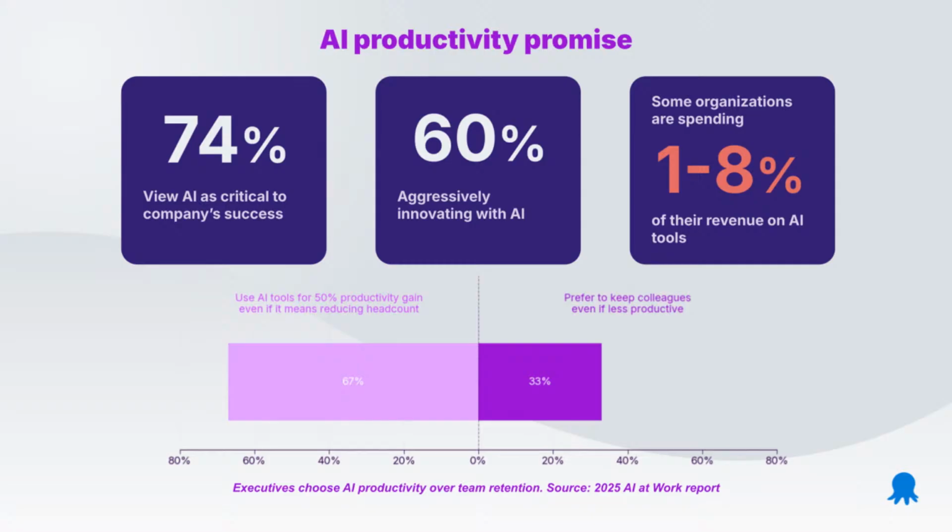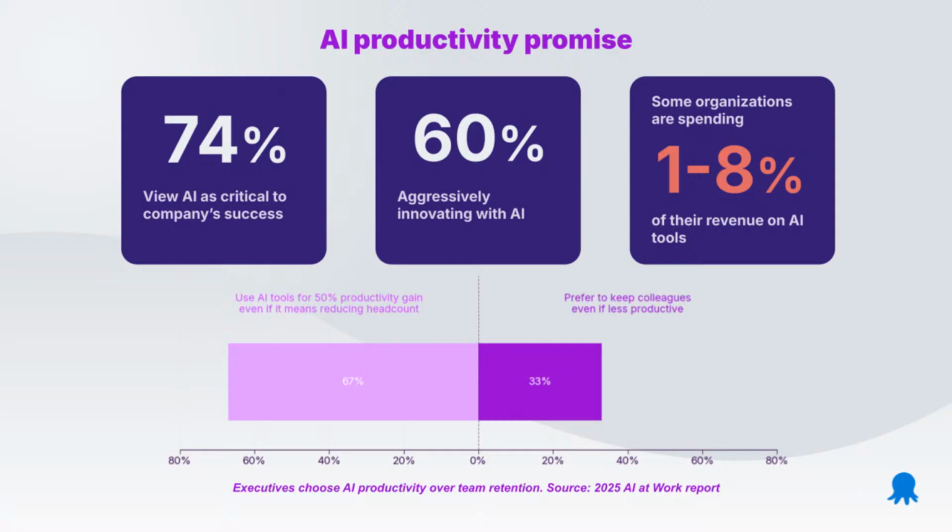So this is the first slide, and the slides are designed in the way the report comes out, so it's in a similar order. But I wanted to focus on this, which is the AI productivity promise. This is really important because it shows how the industry is adopting AI with remarkable enthusiasm. 74% of executives view AI as critical to the company's success. 60% of executives are aggressively innovating with AI. There's a huge investment, which is an interesting stat.